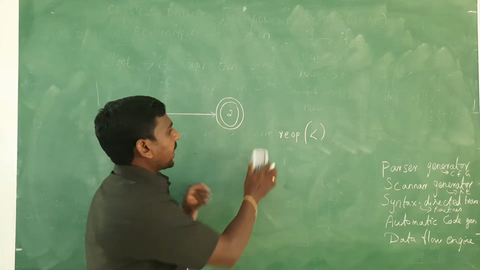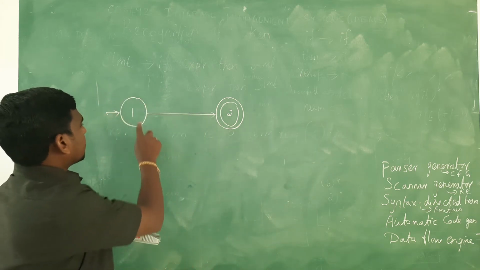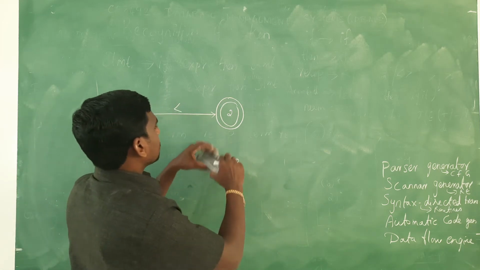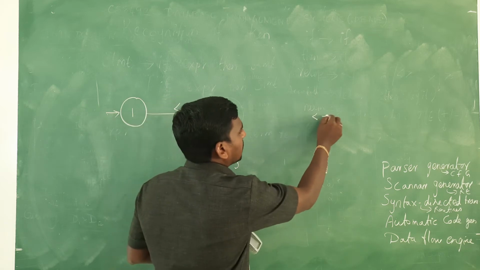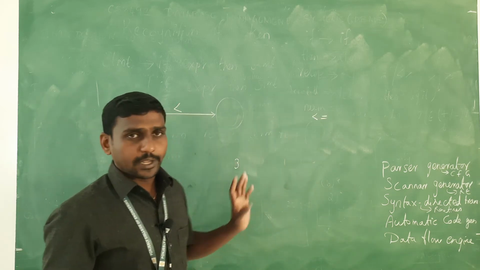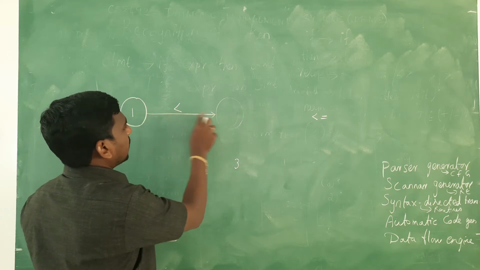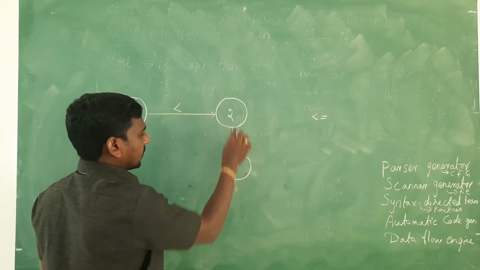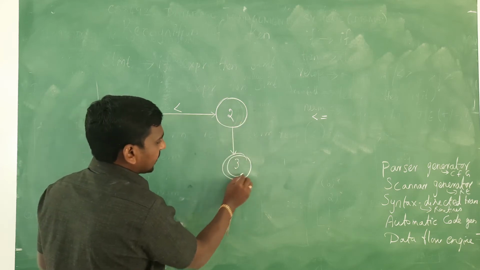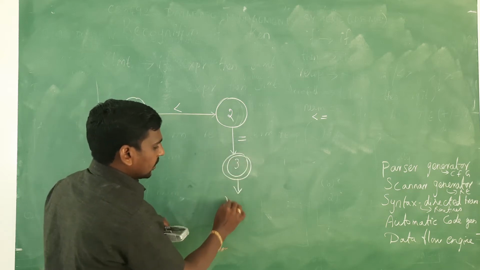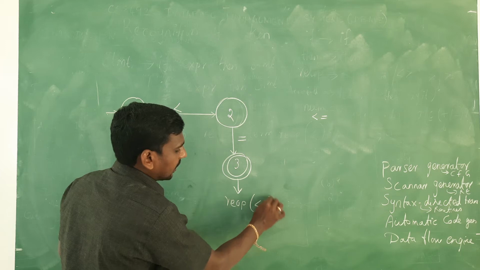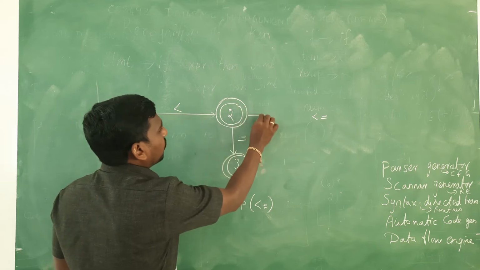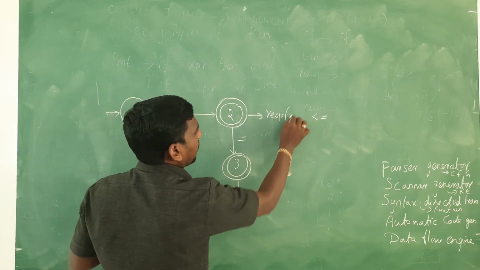This is the starting state, this is the accepting state, and these are the connecting edges. How are tokens identified using a transition diagram? From state 1 to state 2, if it is less than, and then I use a third state, which is not an accepting state. If it is less than or equal to, state 2 is connected to state 3; if it is an accepting state, this is equal to, and the output is relational operator less than or equal to. If it is only less than, the output is relational operator less than.